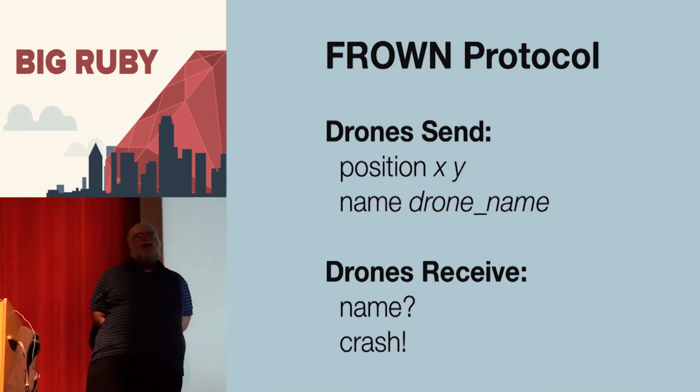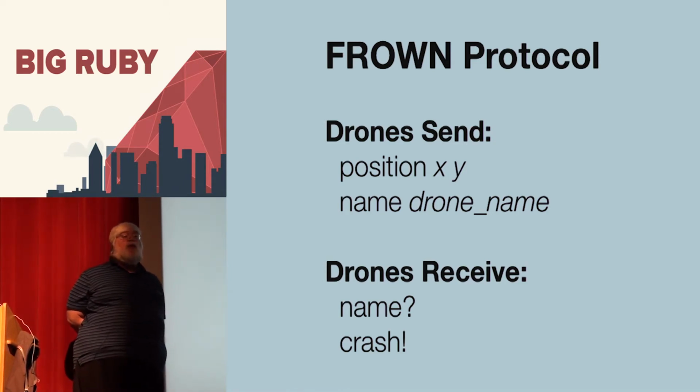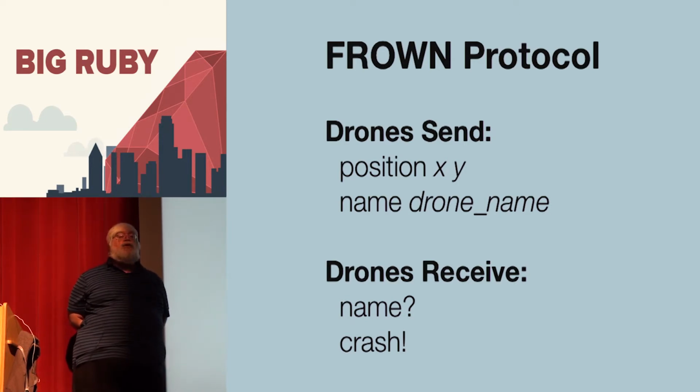2 commands are sent by the drone. There's a position command where the drone reports where he is at that point in time in XY coordinates. And there is a name command where the drone reports its own name. Coming back to the drone, there are 2 commands. One is a name query. And when the drone receives this command, he should respond with the name command going back out. So if the software needs to know a name of a drone, he will ask and the drone will tell him his name.